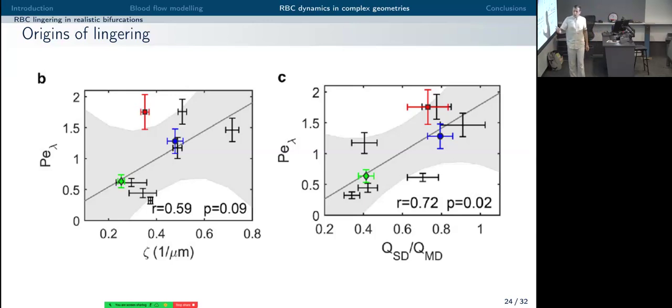So one of them is the curvature of the tip or the apex of the bifurcation. If you have a higher curvature, so you have a more pointy apex, you tend to have much more lingering, which is somehow obvious because if a red blood cell is nearly pierced by the apex, it is much more difficult for the cell to roll over to one side.